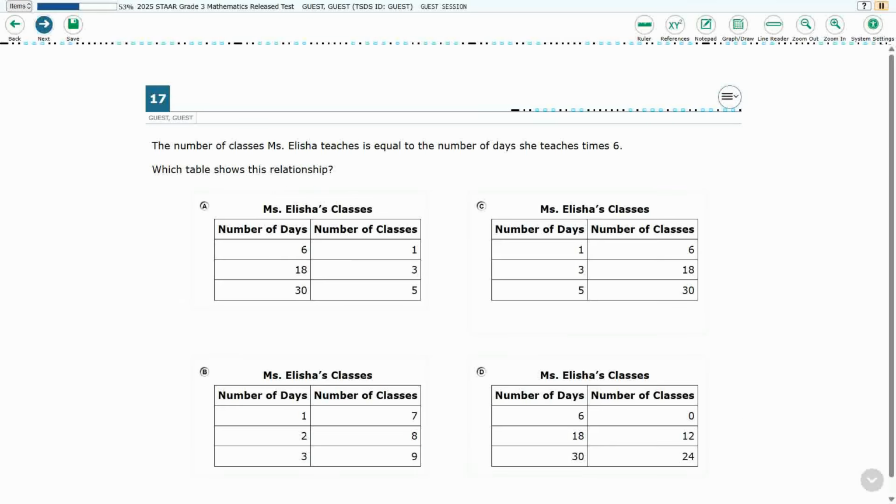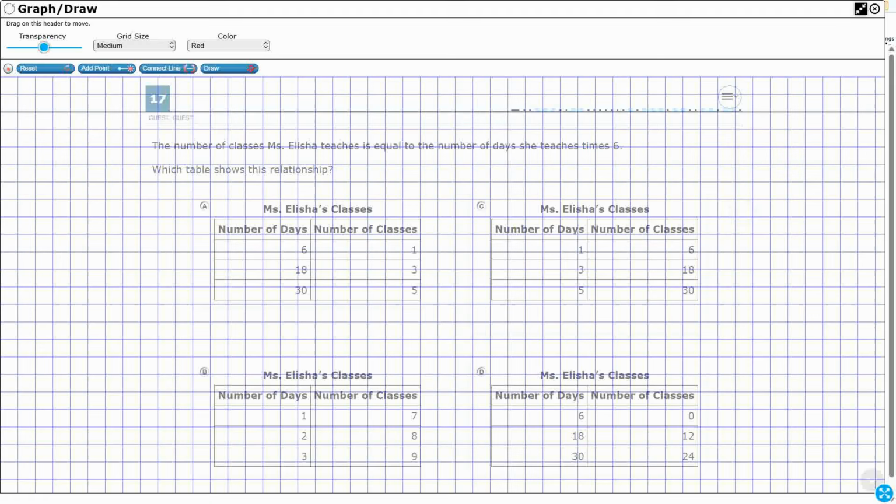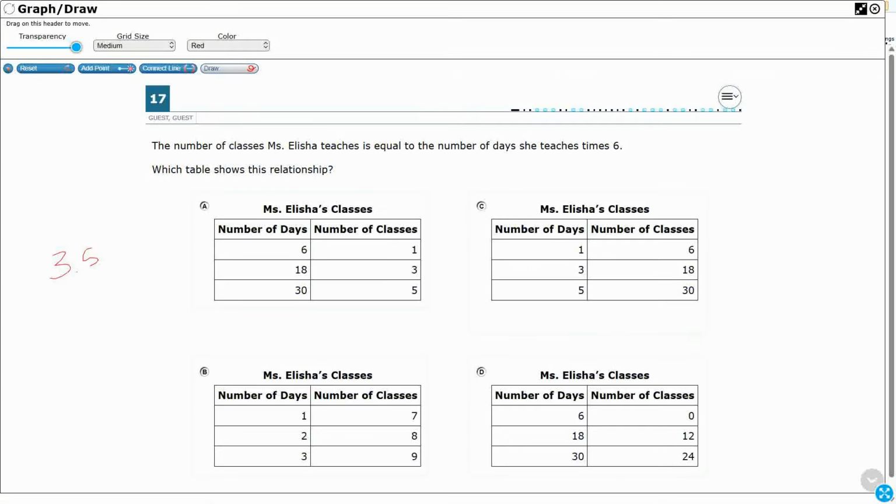For number 17, we are looking at 3.5e. This is real world number pairs. And we've got the number of classes that Miss Alicia teaches is equal to the number of days she teaches times 6. All right, so let's take a look at this.